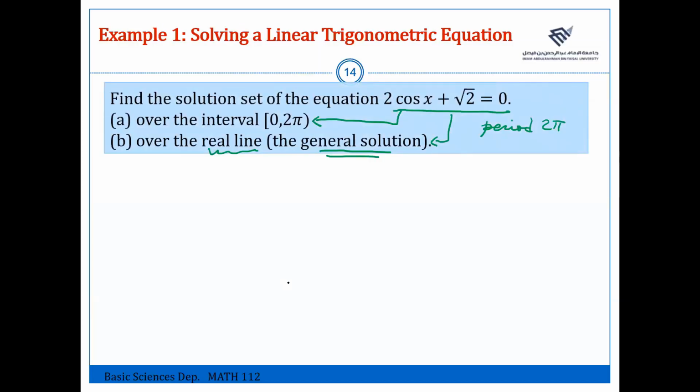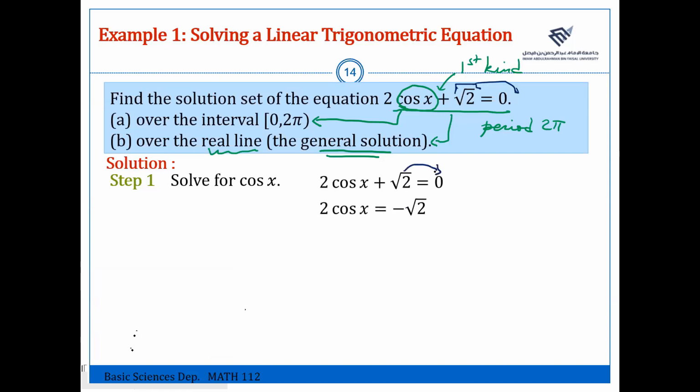Let's see examples now. Example 1: find the solution set of this equation over the interval 0 to pi. This is the first kind. Why first kind? Because I have only one trigonometric function, which is cosine, and it has power 1. How do we solve it? First, we said we isolate cosine here in the first kind. How to isolate cosine? First step, we move square root of 2 to the second side, it becomes minus square root of 2, and then we divide by 2. So we have cosine x equal minus square root of 2 over 2. This is step 1.